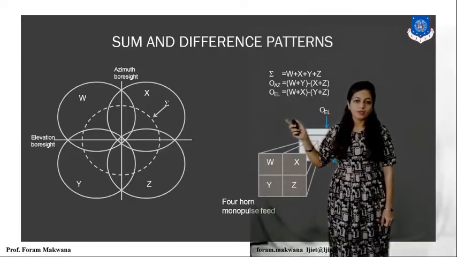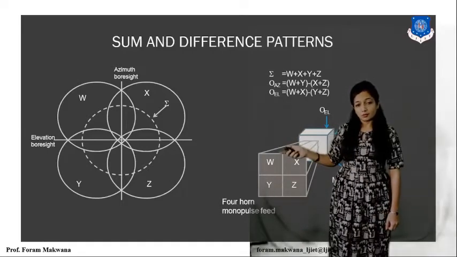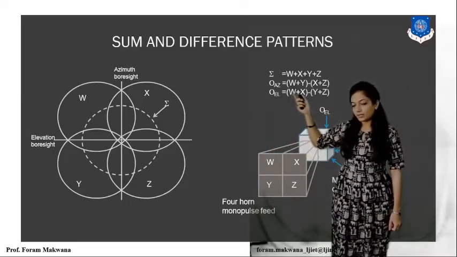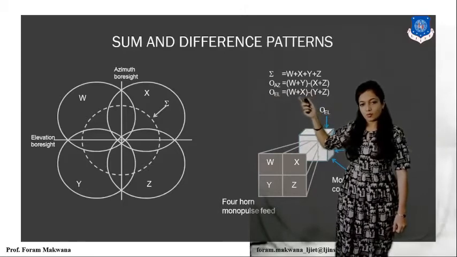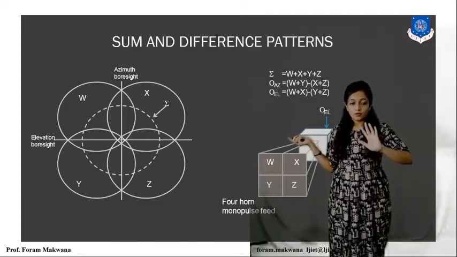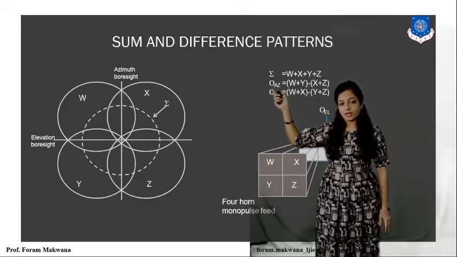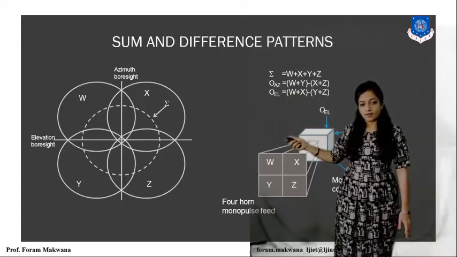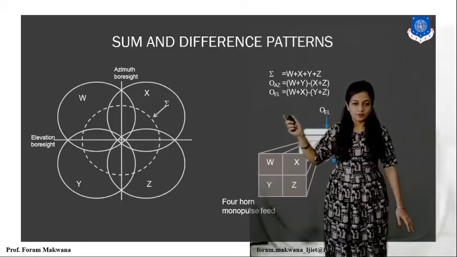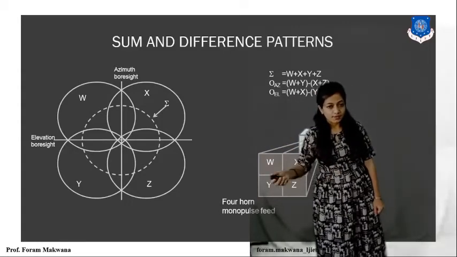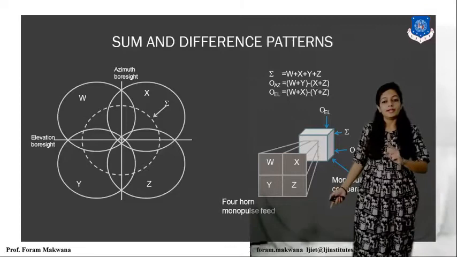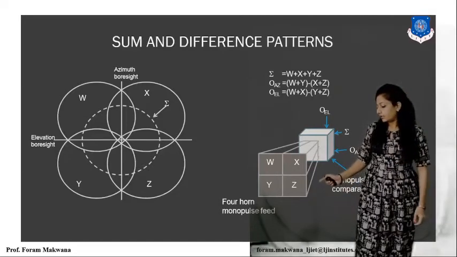With the help of azimuth and elevation on both sides, you are able to find out that there are 4 circles W, X, Y and Z. There are total 5 intersections between WX, XZ, ZY, WY, and in between the intersection of all these circles. Right? So for that we require the 4 horn monopulse for feeding, to feed the antenna.